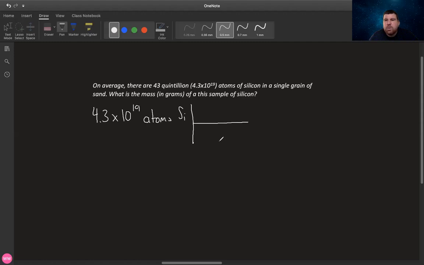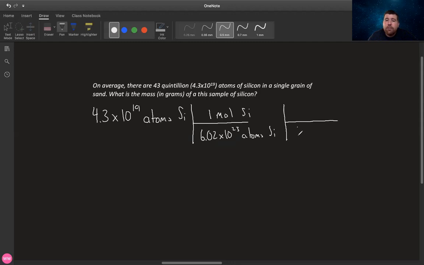And once again, since I'm starting on the left-hand side and moving my way right across the mole map, I'm going to first use the conversion factor Avogadro's number. So I'm going to divide by 6.02 times 10 to the 23rd atoms of Si. And I know that for every 1 mole of Si, this is how many atoms I have. I'm going to continue with my dimensional analysis because I want the mass of silicon.